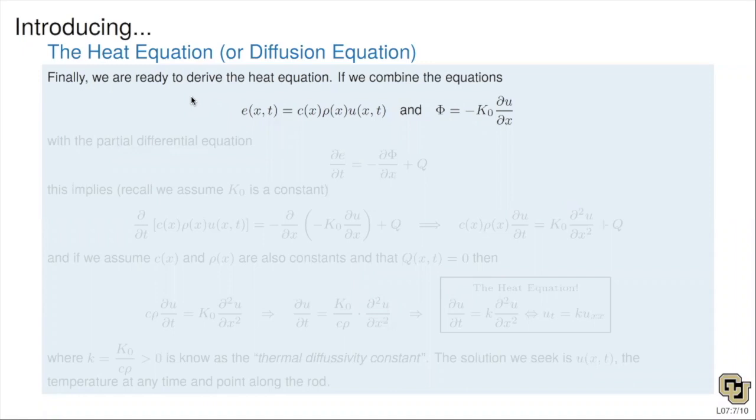Hot goes to cold. I buy it. And so we had our whole heat energy concept that the rate of change in the total heat energy in the rod can only be due to energy shenanigans at the ends of the rod or internal sources, energy being generated internally. So now here we go. We do what's natural, plug in this expression here for E, and then plug in this expression here for phi, right? And then simplify a little bit.